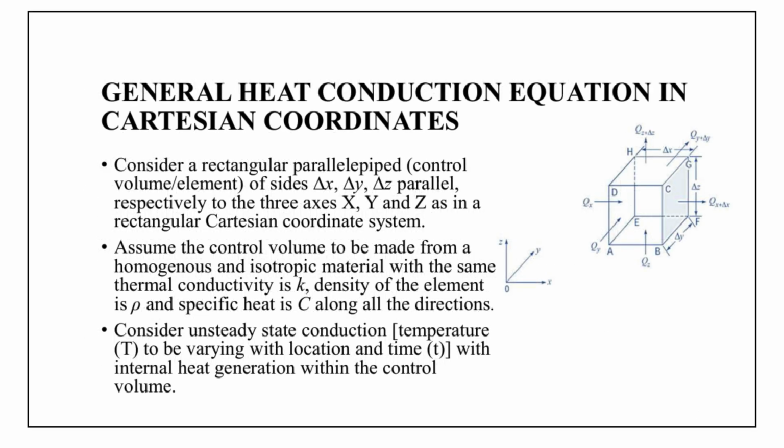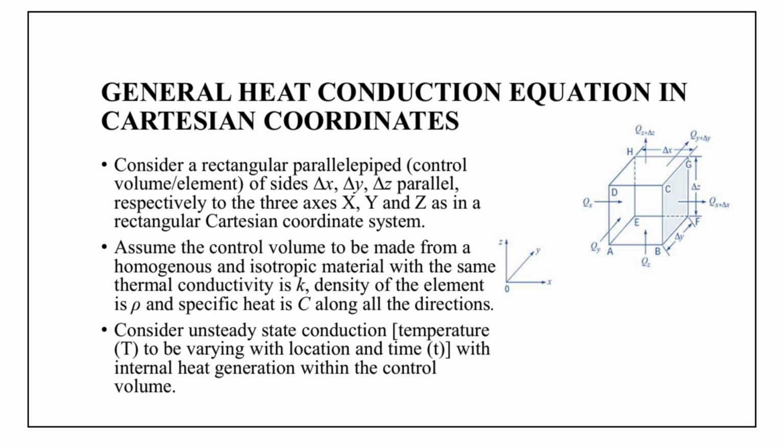Moving to next slide. General heat conduction equation in Cartesian coordinates. Consider a rectangular parallelepiped or control volume or element of sides delta x, delta y, delta z, parallel respectively to the three axes x, y, and z, as in a rectangular Cartesian coordinate system.